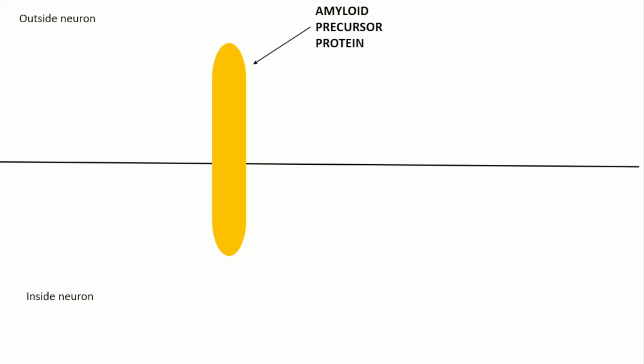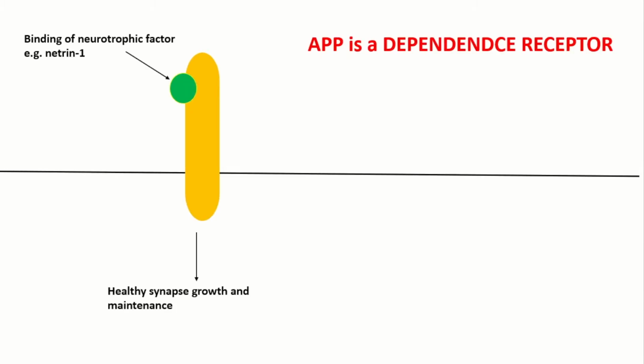Now, neurons in the brain produce a molecule or a protein called APP, or amyloid precursor protein, and this protrudes through the neuronal membrane, as you can see by the diagram. Now, APP is what we call in science a dependence receptor, which means that it's dependent on these neurotrophic factors to produce signals that promote healthy synapse growth.